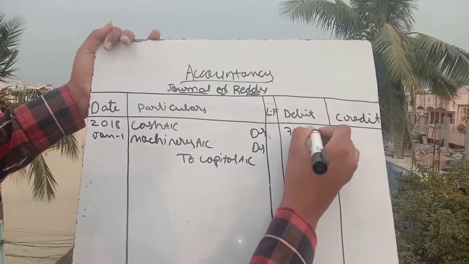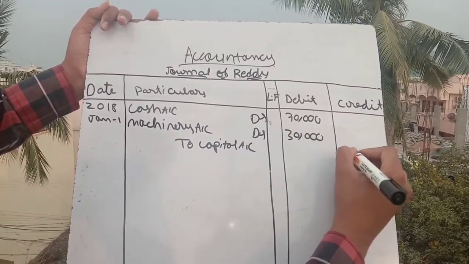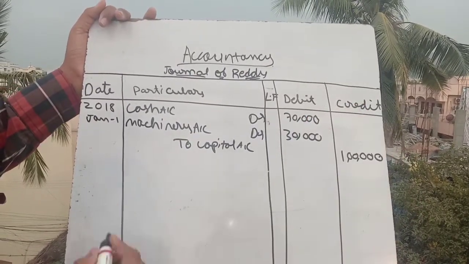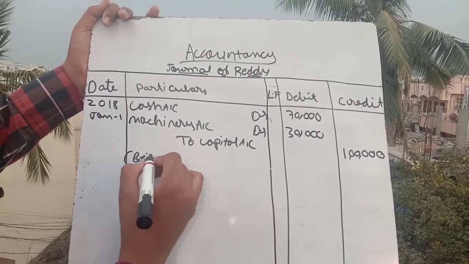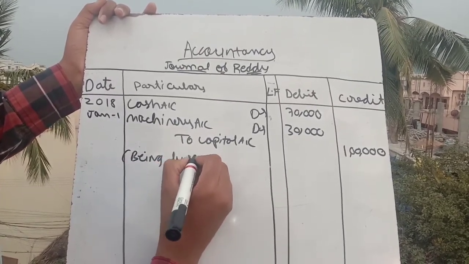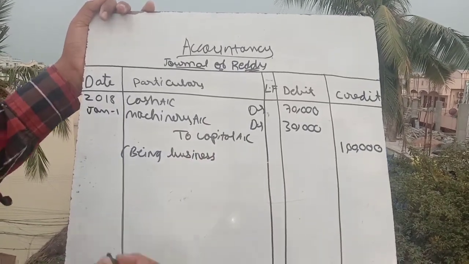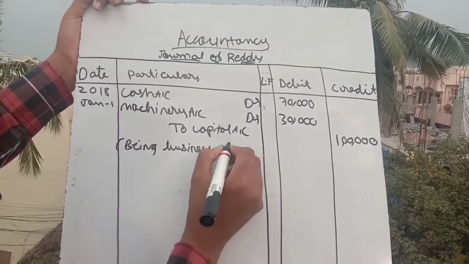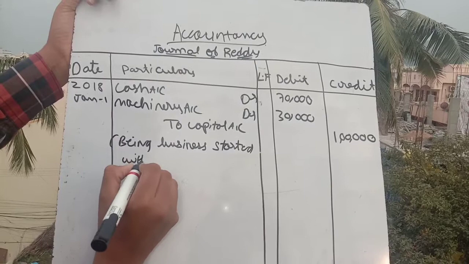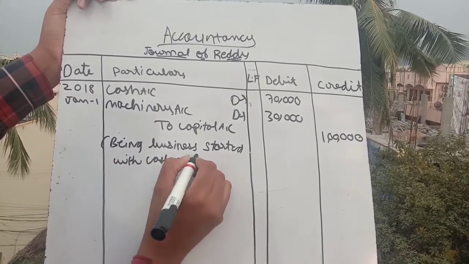70,000, 30,000 and 1 lakh. So this is the entry. Narration we can write: being business commenced. The word commenced means starting. Okay, so the word commencement refers to starting, or we can write: business started with cash and machinery.